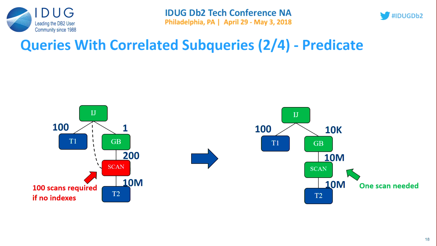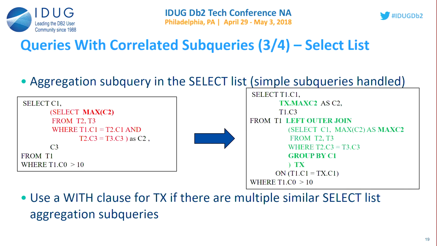So you can see here, we have 100 scans required if there are 100 outer rows, and this is going to take a long time. In this case, we do the complete aggregation with one scan and then do the join. So it's much more efficient. Okay.